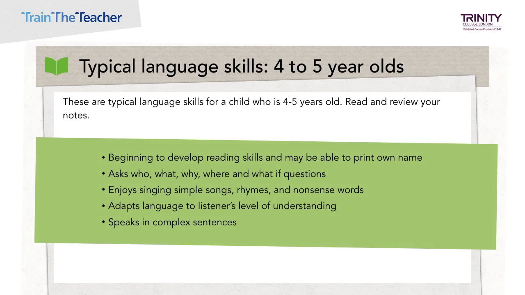So what about 4 to 5-year-olds? Well, at this age they're beginning to develop their reading skills and they may be able to print their own name. They can ask who, what, why, where, and what if questions. They enjoy singing simple songs, rhymes, and nonsense words. They adapt language to the listener's level of understanding, and they're starting to speak in more complex sentences.